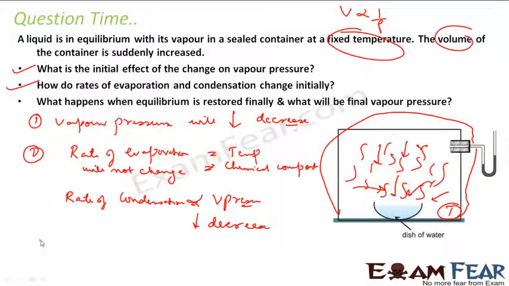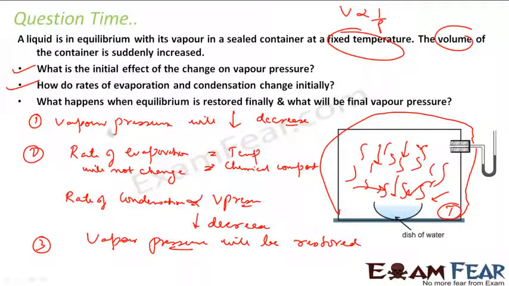Done. Third, what happens when the equilibrium is finally restored and what will be the final vapor pressure? See, when the equilibrium is finally restored, the vapor pressure will be the same. Because I told you the vapor pressure at equilibrium is independent of the volume. If you take a big volume or small, it doesn't matter. It's independent of the volume or the amount of water you take. It's the property of the substance. So the vapor pressure will be restored.